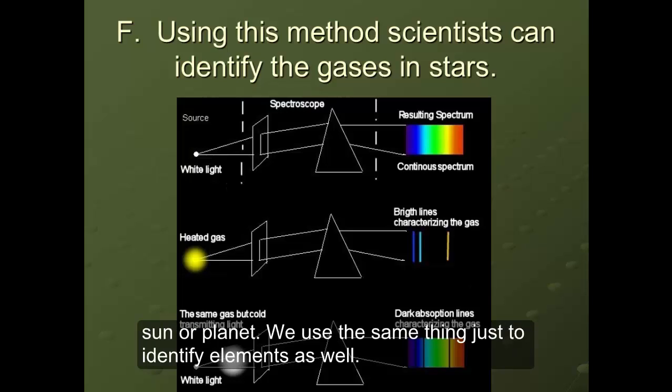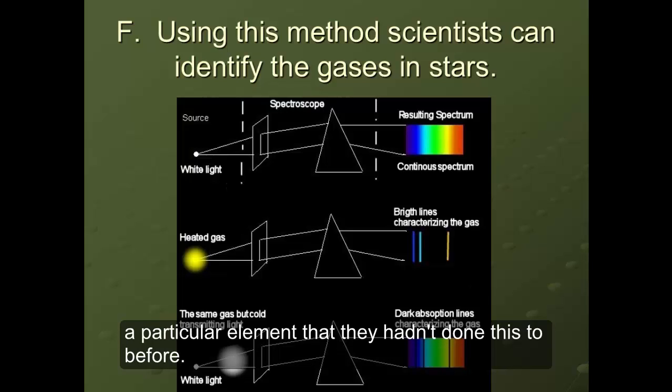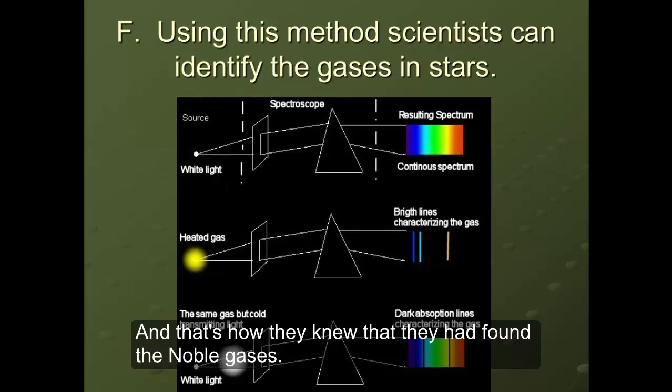We use the same thing just to identify elements as well. In fact, this is how they found the noble gases. Since they don't react, they excited them and they saw this rainbow and they realized that they had a particular element that they hadn't done this to before. And that's how they knew that they'd found the noble gases.